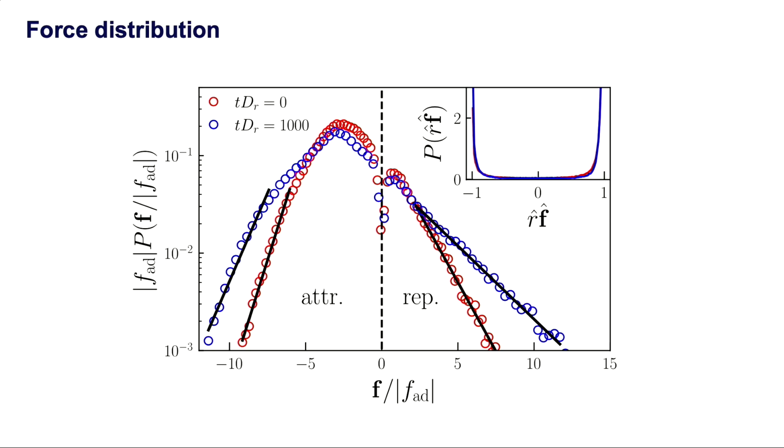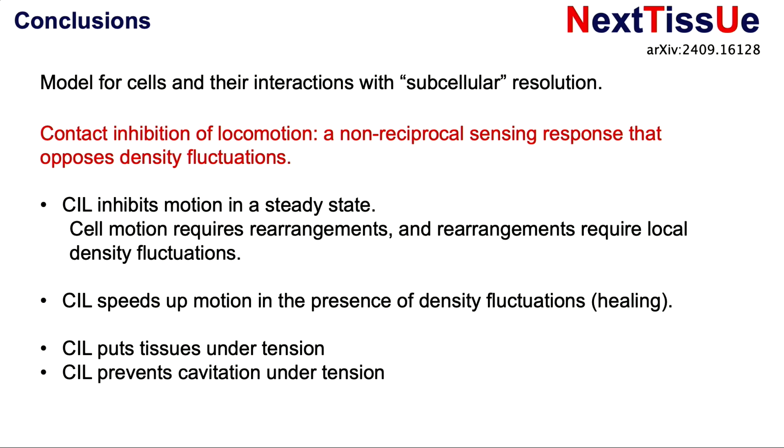So in any case, what I want to highlight is that possibly this model might open up a more detailed description of the mechanics of tissue. So I would like to close. Essentially what we have been doing here, we have introduced a model for cell interaction with a little bit of subcellular resolution. We model a little bit more precisely the membranes. And what we have seen is that the key ingredient that gives rise to a new phenomenology in this model is contact inhibition of locomotion.